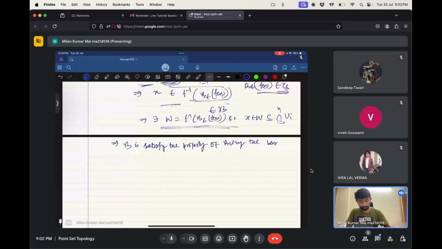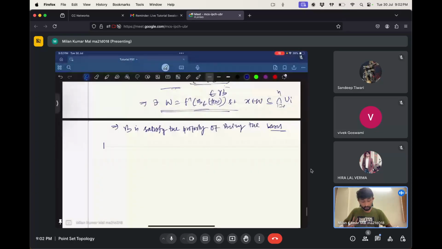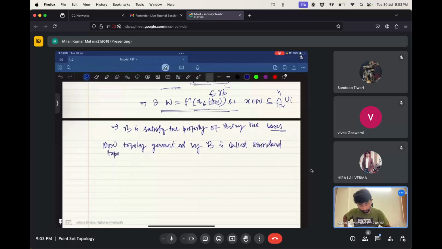Okay. Now just 2 minutes more. Now, not any topology, but the topology generated by this beta is called the standard topology of MNR. Note that I have obtained the standard topology of MNR out of the standard topology of R to the power n square.